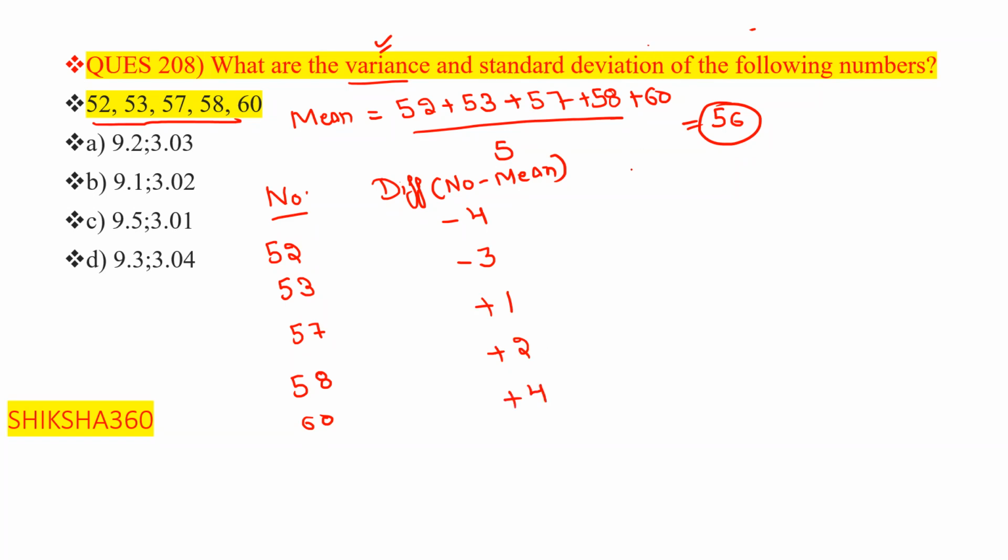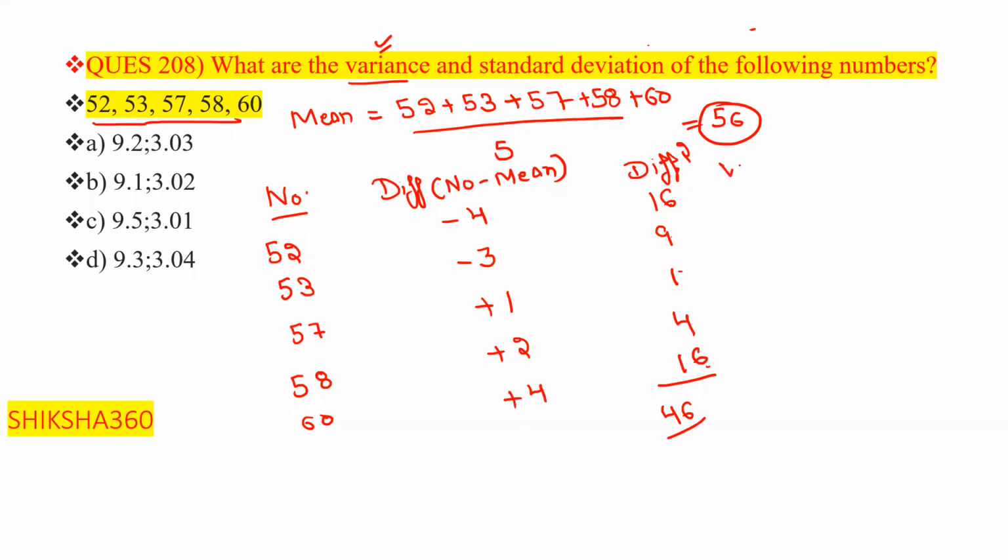So we have to square the differences. This is 16, this is 9, this is 1, this is 4, this is 16. So overall what will we get here: 16 plus 16, 32, 32 plus 10, 42, 46. Clear? Overall we will get 46.